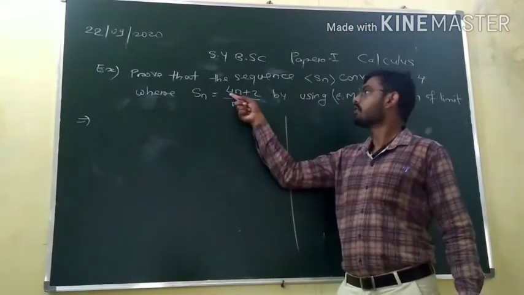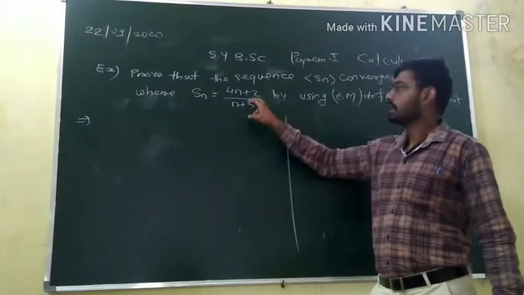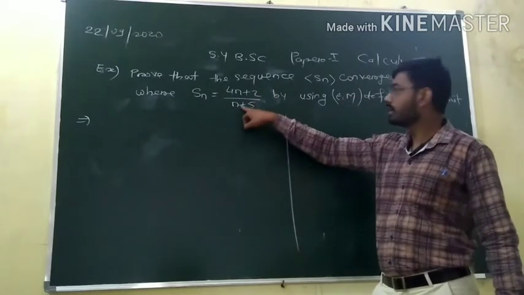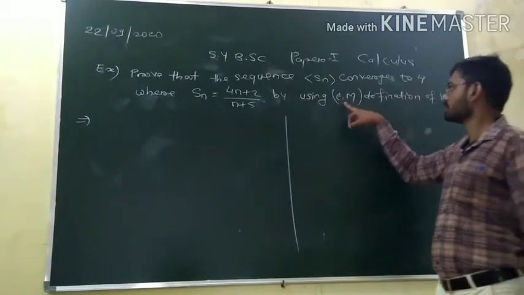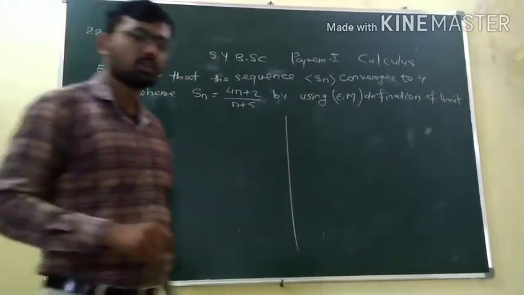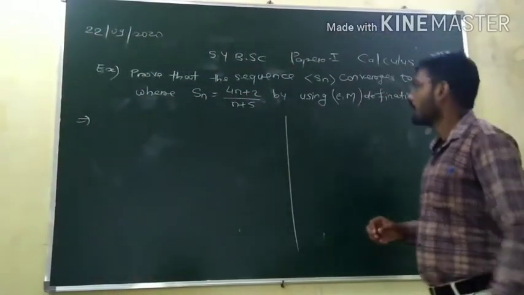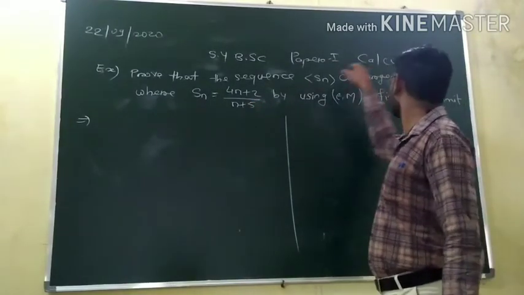the nth term is (4n + 2)/(n + 5), and we have to prove that this sequence converges to 4 using our general epsilon-M definition. So the first step: what do we have to do to show that this sequence has limit 4?